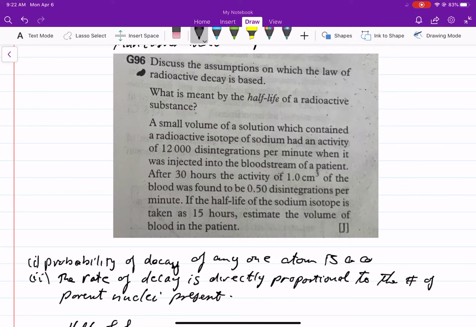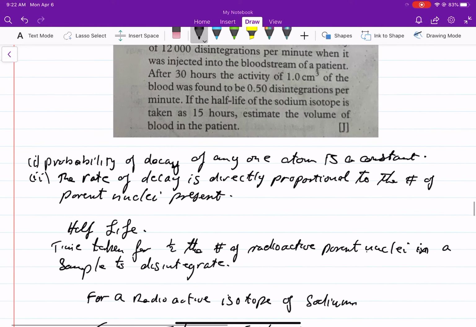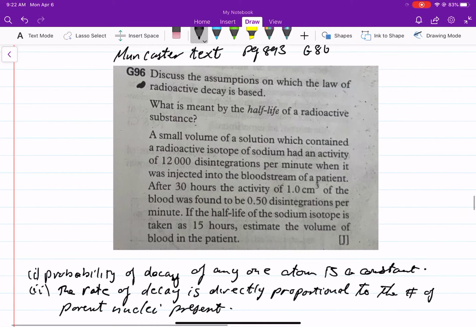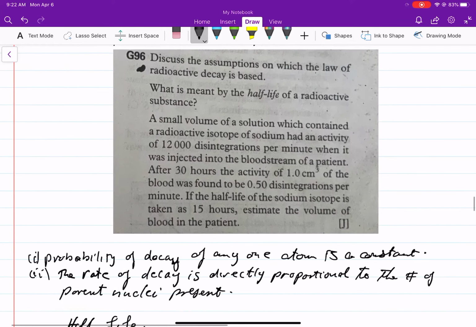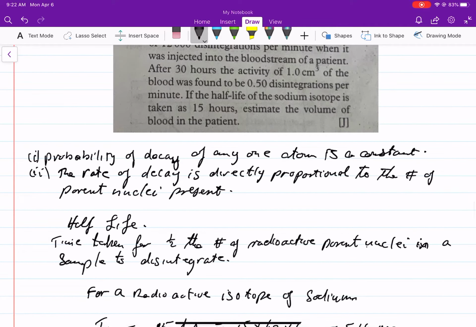Is a constant. And the rate of decay is directly proportional to the number of parent nuclei present. That directly gave rise to the differential equation that we solved. The second part of the question is asking what is meant by the term half-life of a radioactive substance. Half-life is the time it takes for half the number of radioactive parent nuclei in a sample to disintegrate.